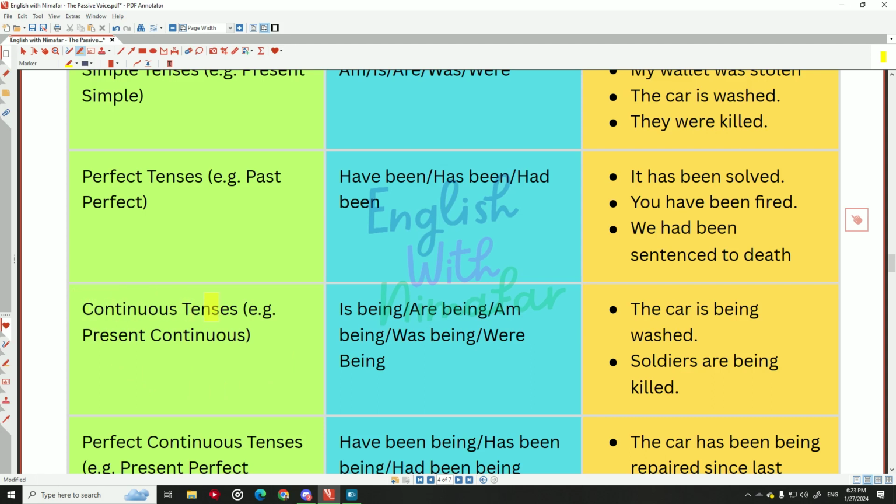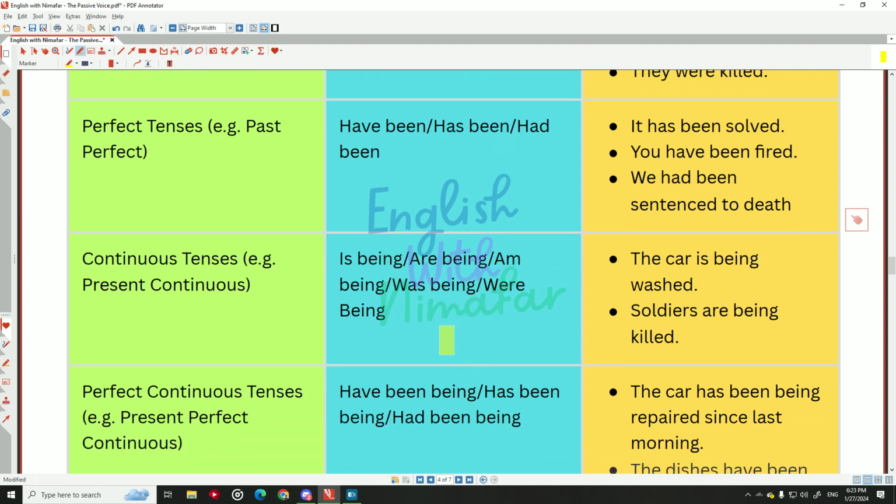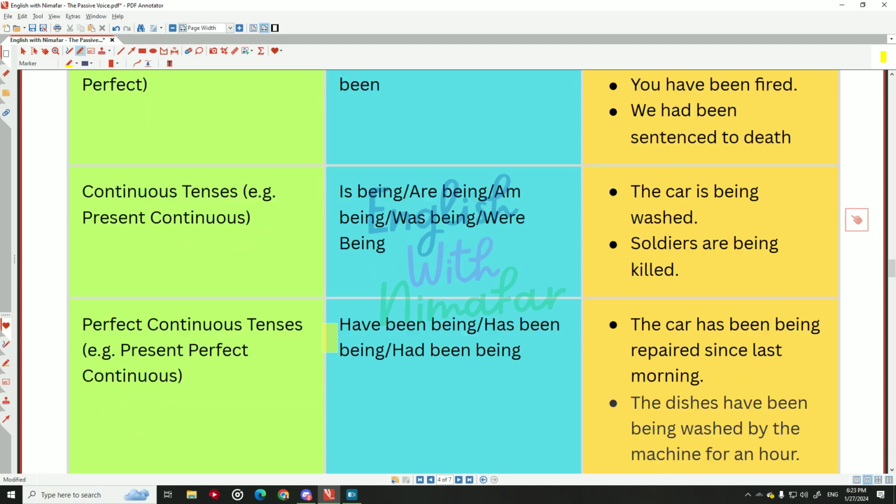Continuous tenses like present continuous, past continuous, we use is being, are being, was being, and so on. The car is being washed. We talk about the duration, the period of time you're focusing on. Soldiers are being killed. Imagine right now there is an ongoing war, and you say soldiers are being killed. You're talking about the process, the period of time that you're fighting, you're getting killed, and you're killing other soldiers.